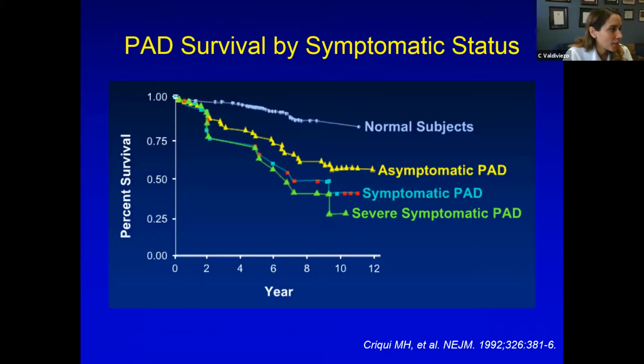So then, peripheral artery disease survival by symptomatic status. Normal subjects who have no peripheral artery disease and no symptoms, of course, have good survival, as you can see in this light blue graph here on the top. These are our normal subjects. If we compare them to patients who have asymptomatic PAD, symptomatic, and then severely symptomatic PAD, the survival over the years dramatically decreases as you progress from asymptomatic to symptomatic and then severely symptomatic peripheral artery disease.